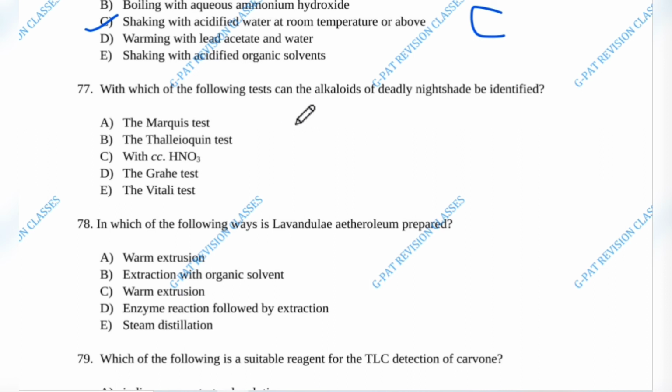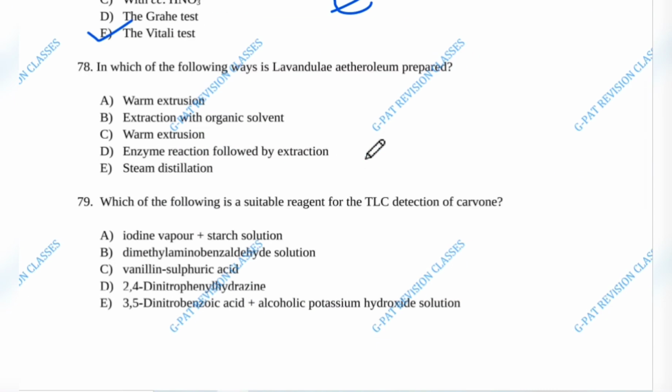Next is question number 77. With which of the following tests can the alkaloid of deadly nightshade be identified? The answer is E. The Vitali test. Okay. Next is question number 78. In which of the following ways is lavender ethereum prepared? The answer is E. Steam distillation. Okay.